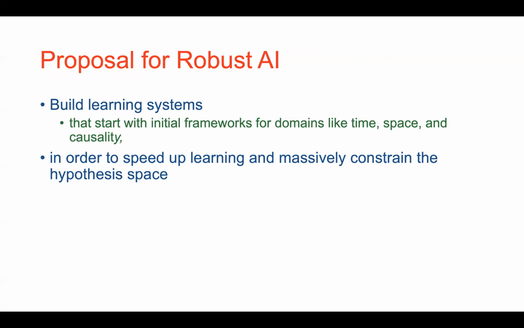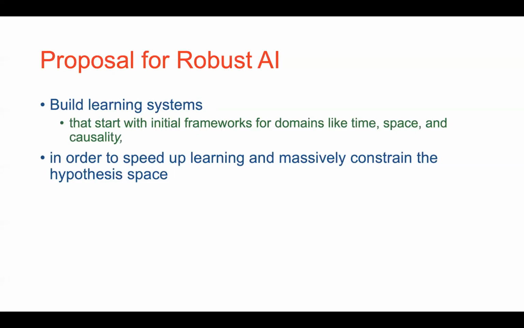So the proposal for robust AI is to build learning systems that start with initial frameworks for domains like time, space, and causality. Right? So we have to have frameworks for these things. How do you learn about time, about space, about causality? In order to speed up learning and massively constrain the hypothesis space. So we need frameworks that keep in mind that it is for learning. Okay, so that's where we are.